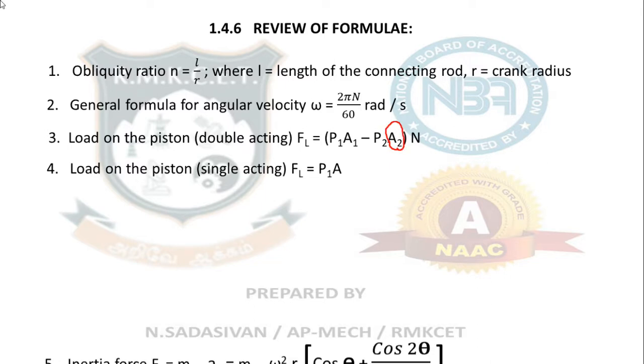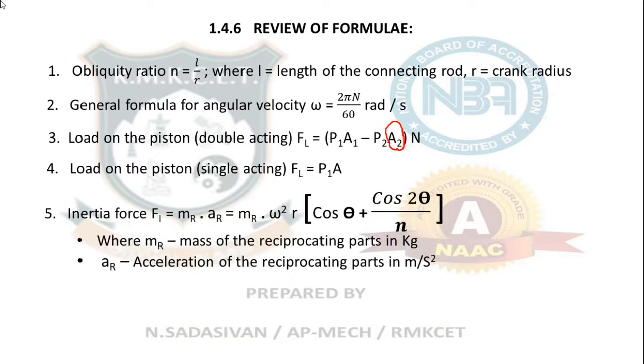Okay. So inertia force F1 is equal to mr into ar. So that is, in place of ar you put acceleration formula, mr omega square r cos theta plus cos 2 theta by n. So thrust on the connecting rod Fq equal to Fp by cos phi.